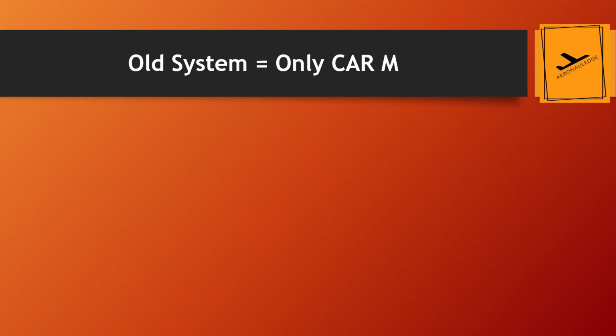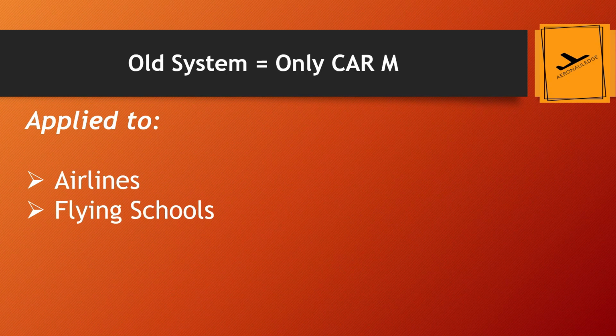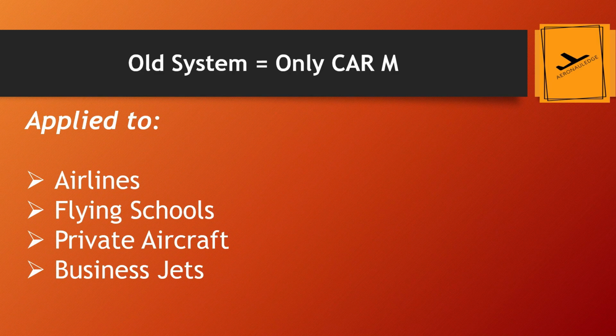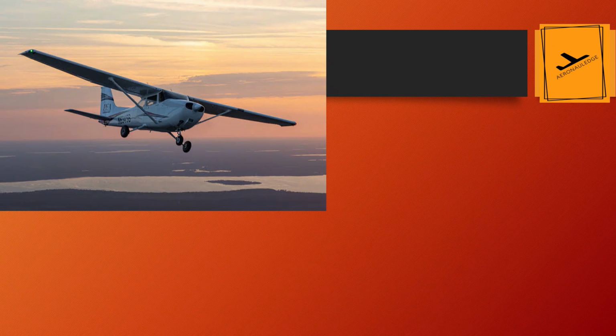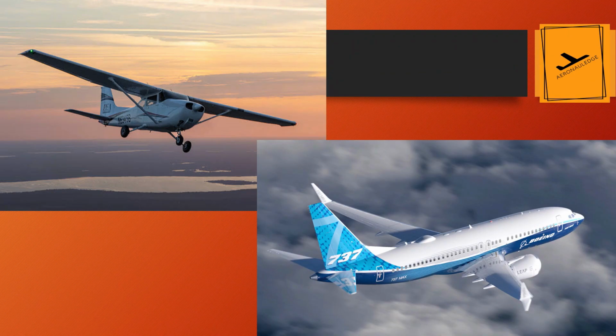The old system had CAR M, which applied to almost everyone: airlines, flying schools, private aircraft, business jets, light aircraft. Imagine one school where nursery students and engineering students are given the same syllabus. Sounds ridiculous, right? That was almost the situation before. A small flying club operating one Cessna had to comply with many of the same continuing airworthiness requirements as a large airline operating Boeing 737s.